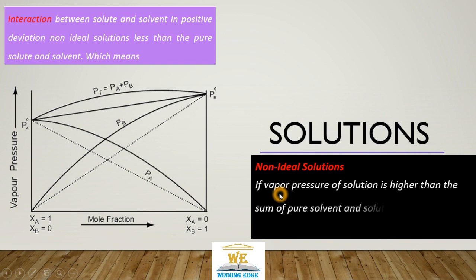Now, if the vapor pressure of the solution is higher than the sum of the pure solvent and solute, they are said to have exhibited positive deviation. They show positive deviation in non-ideal solutions. The reason for such behavior is that the interaction between solute and solvent is less than in the pure solvent or pure solute.